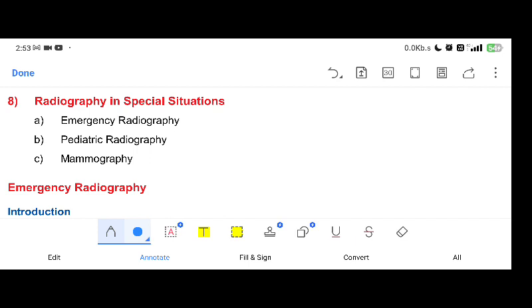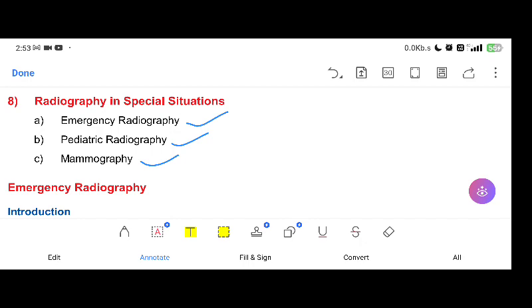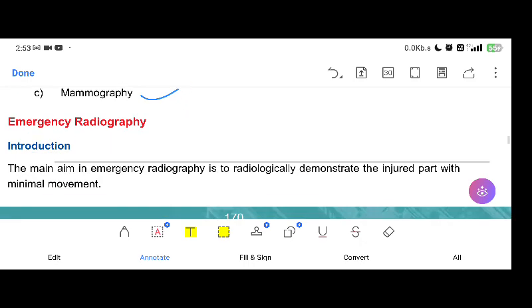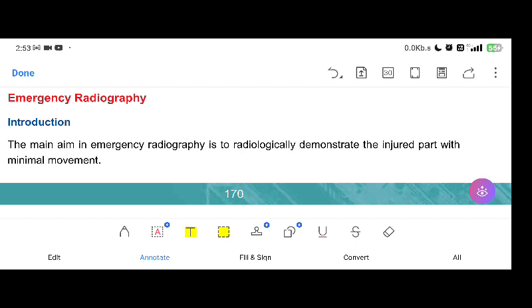Radiography in special situations: emergency radiography, pediatric radiography and mammography are done in special situations. So we will continue from emergency radiography in the next video.